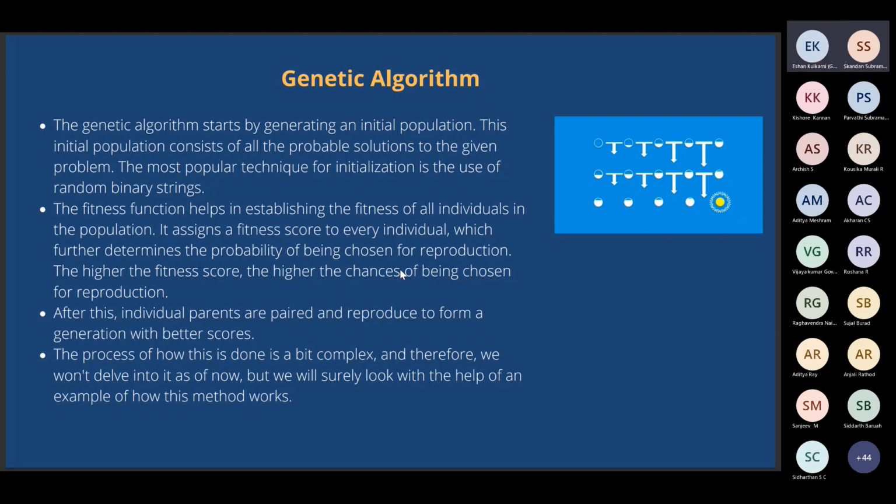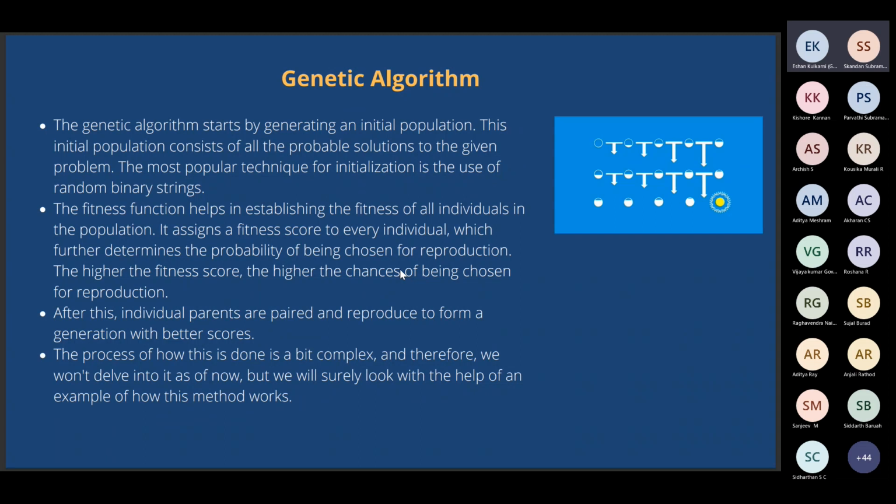The most popular technique for initialization is the use of random binary strings. I won't be going into what this is. As I said, the mathematics and the functioning of these methods is very complex, but we'll just have a look at how these things work with suitable examples and graphs. Initially, let's say in the figure, we have chosen 5 solutions, that is 5 points, and we assign a score to every individual point with the help of a function called a fitness function, and the score is basically called a fitness score.